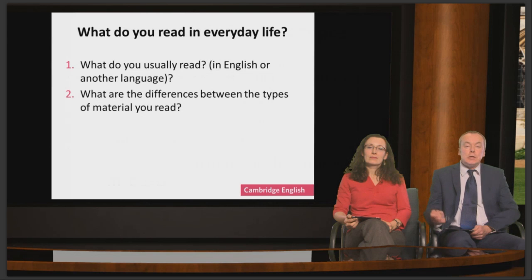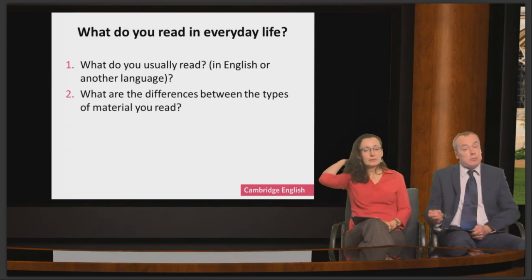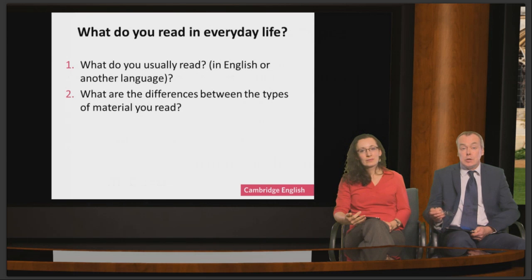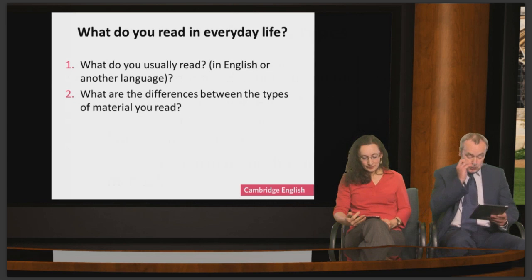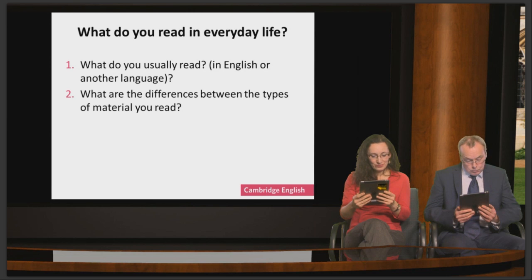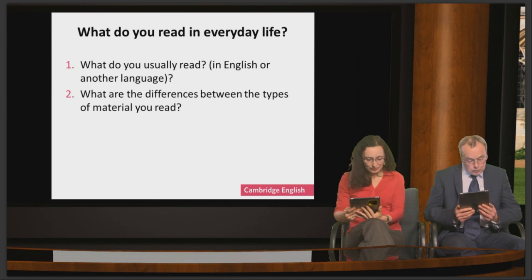Here's another question for you. What are the differences between the types of material you read? Now, for example, length could be one difference if you're comparing a newspaper article with a note from your partner about buying some groceries. Please write some of the other ideas in the chat box now. Here's the question again. What are the differences between the types of material you read? We've got length coming through, style, of course, register, target audience, lexical differences, register coming through again, and style, genre, scope.